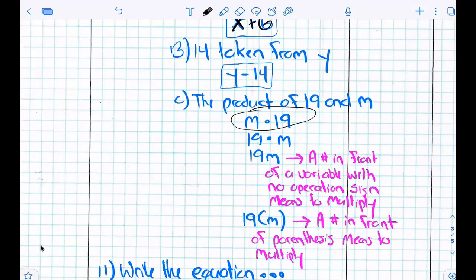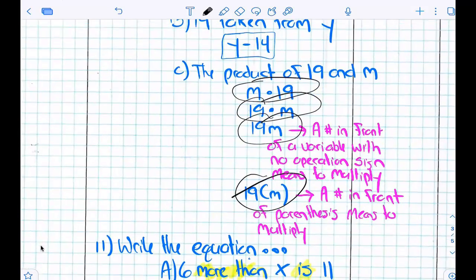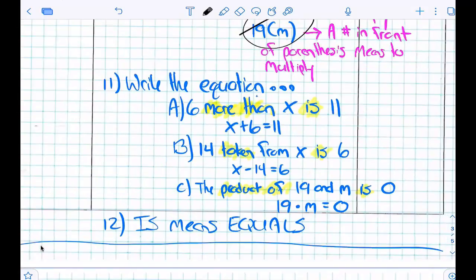Read that, please. M times 19. Read that. 19 times M. Read that. 19 times M. So that actually means 19 times m too, right? Read this. 19 times M. So when we have a number in front of a variable, it means multiply, yes? When we have a number separated from a variable by parentheses, it also means to do what? Multiply.